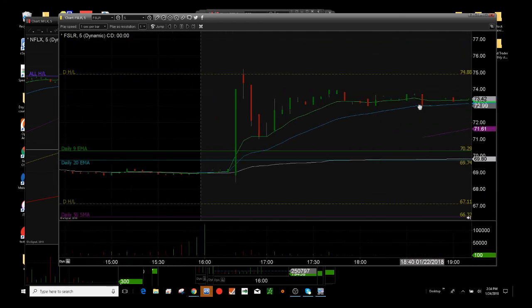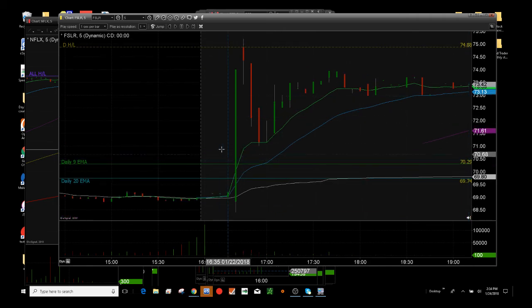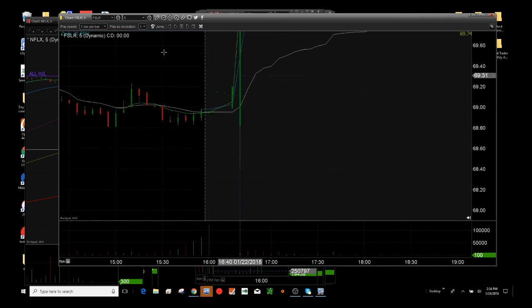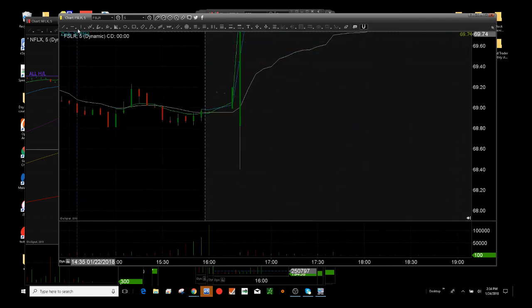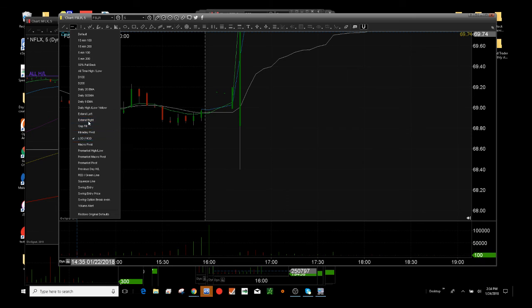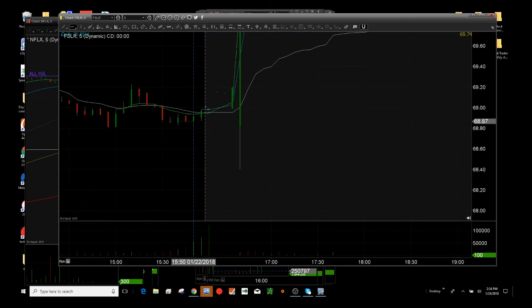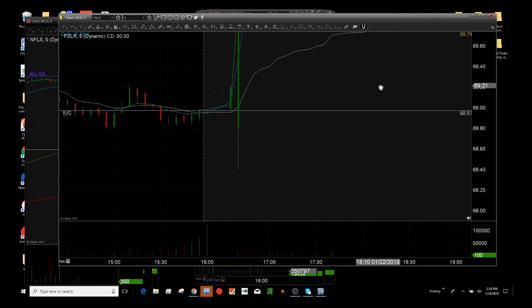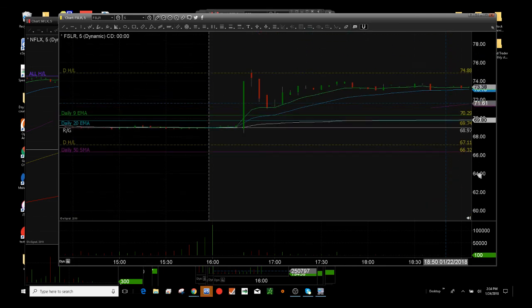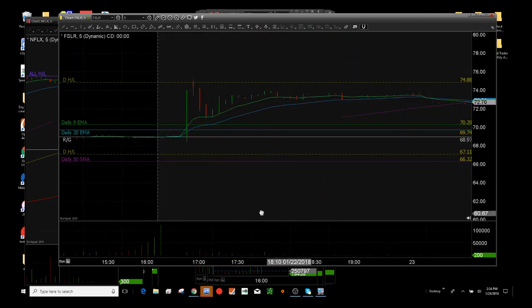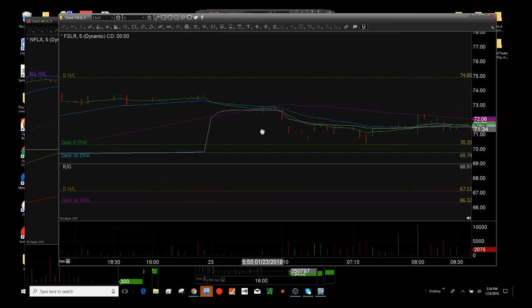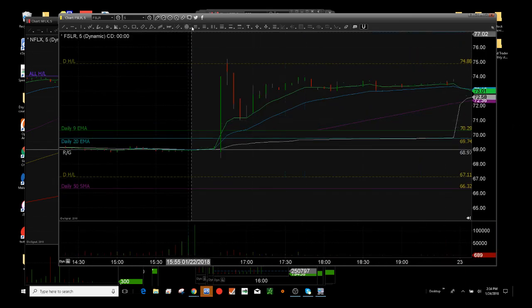I'm going to go all the way back to here, FSLR. So I want to draw this red to green line, right? This is the red to green line at the top here, right there, okay? That's where it closed the day before. The pre-market action, I don't know if I have the percentages on here. I probably erased the percentages. Let me draw it real quick here.